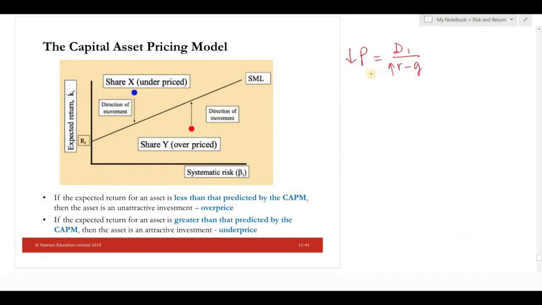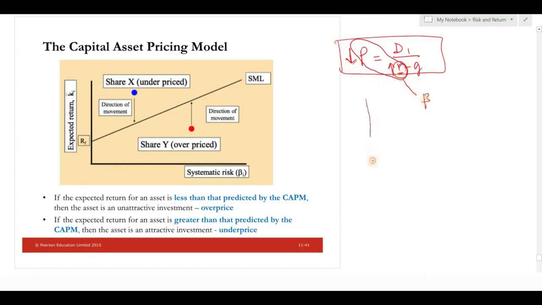First of all, we know that there is a negative relationship between the required rate of return and the price. If the required rate of return increases, price will go down. If it decreases, price will go up. So there is an inverse relationship between the expected return and the price. And we also know that there is a positive relationship between the return and the beta.